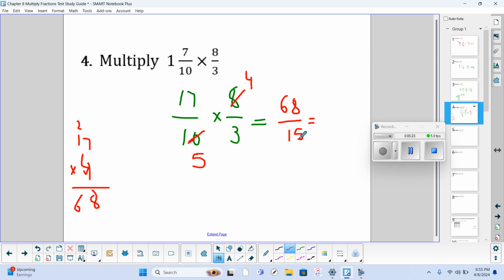Well, how many times does 15 go into 68? Well, if I count by 15s, I get 15, 30, 45, 60. So it's 4 groups of 15. 4 times 15 is 60. And my remainder then is 8 over 15. All right, once again, 15 goes into 68 4 whole times. That is 60. 68 minus 60 is 8, so that's my remainder of 8 over 15.